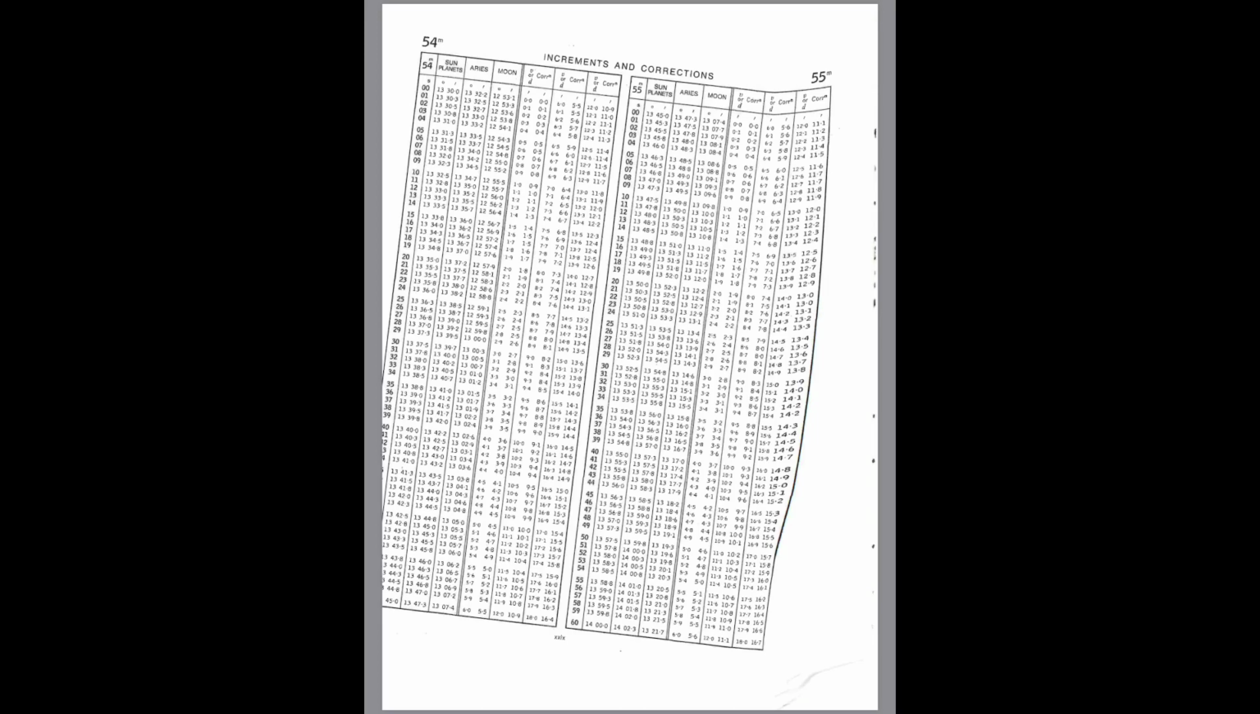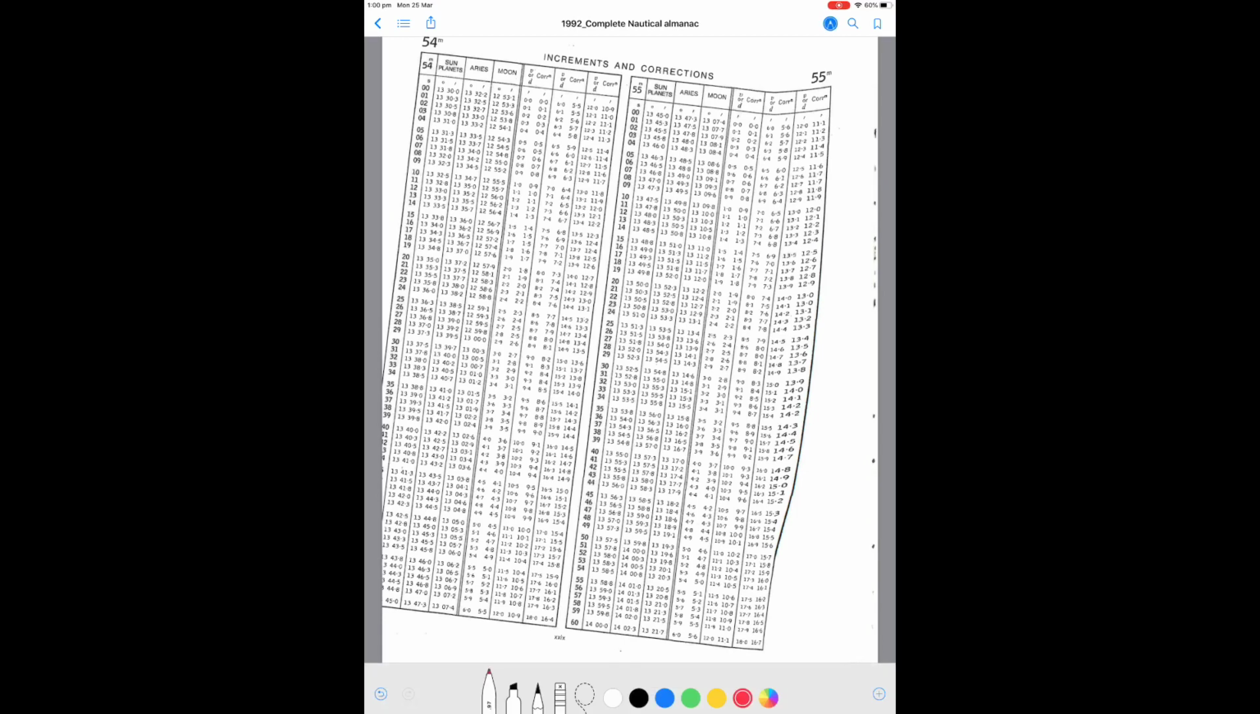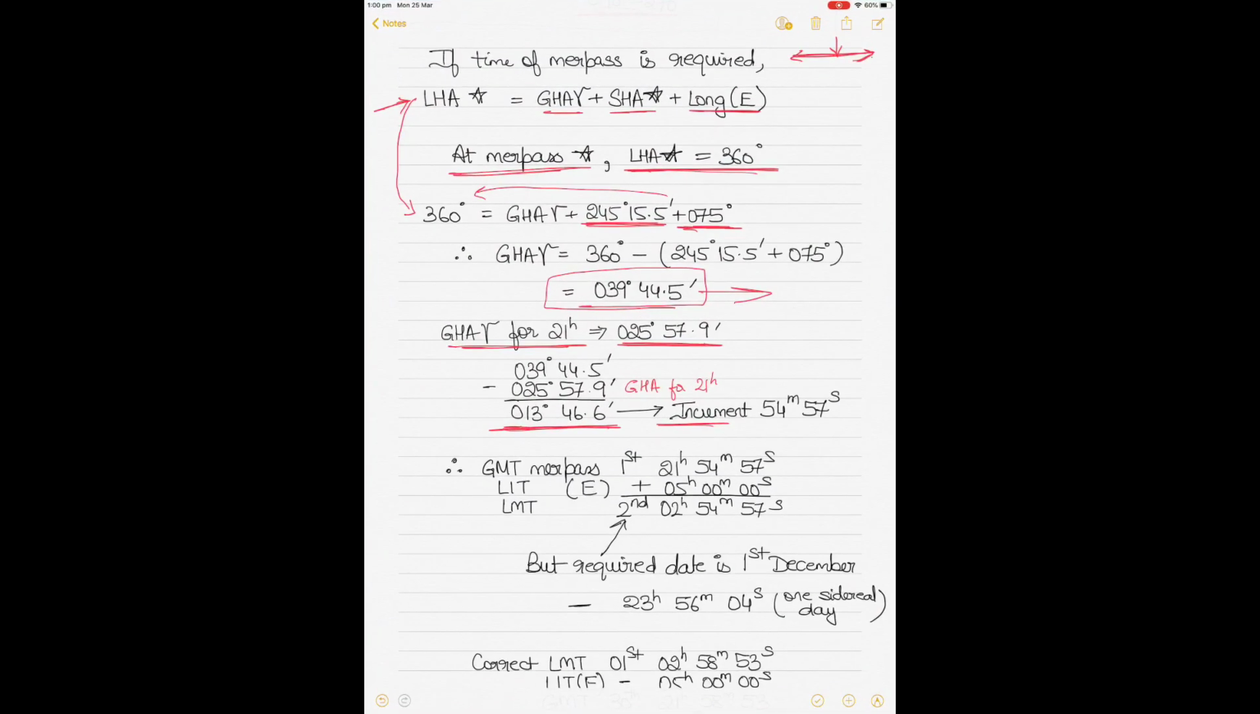That reminds me to scan this, under this GHA Aries and this increment of 54 minutes. If you go down here somewhere at 57 minutes, 13 degrees and 46.5 is what you need, somewhere very close to that. So 13 degrees 46.6 you need, somewhere around that, 54, 57, you get it at 54, 57.